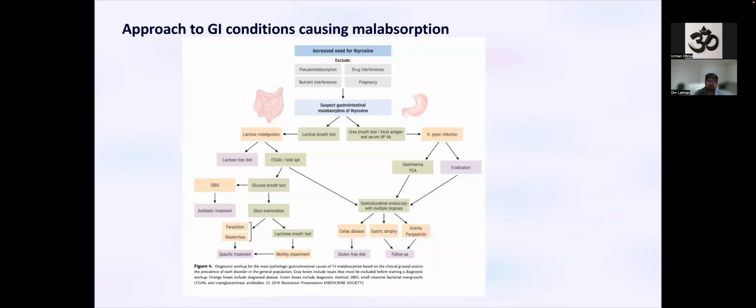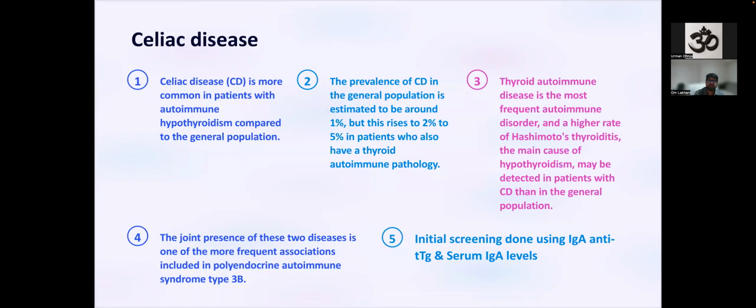These are a group of things you should consider for testing for malabsorption. We'll not go into the detail; I'll tell you some important areas. Celiac disease is very, very important. In fact, patients with hypothyroidism are more likely to have celiac disease, again because of the autoimmune nature. Celiac disease is an autoimmune disease, and in the same way, Hashimoto's thyroiditis is an autoimmune disease. Since you have more autoimmunity, celiac disease tends to be more prevalent in patients with hypothyroidism.